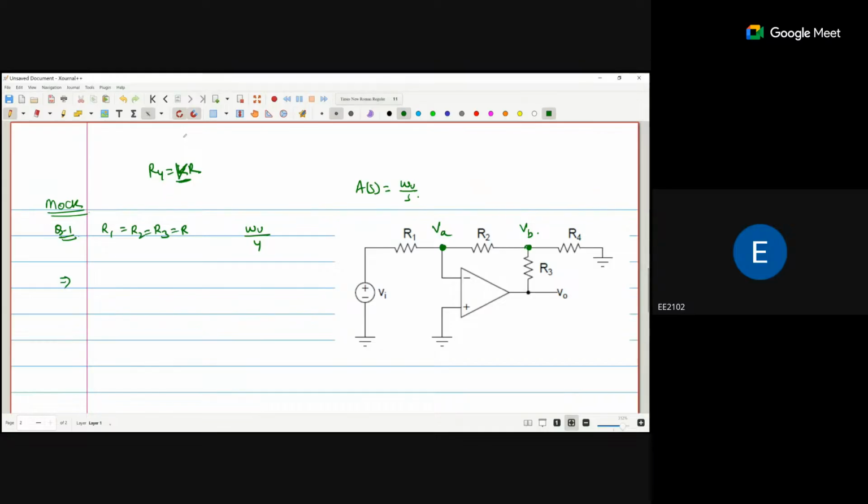So we are getting two equations. At VA, the incoming current coming from here will go outside. Similarly, the incoming current coming from here will go in this direction and in this direction.